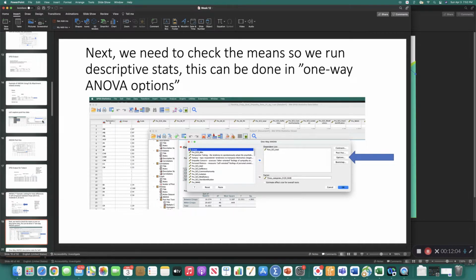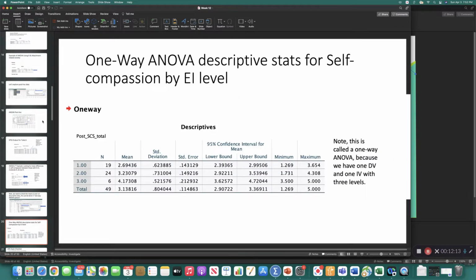Next, we want to check the means. So in order to look at the means, we have to make sure in the options for our Anova, we selected descriptives. If we select descriptives and go through those same steps with Anova and click OK, then we receive this output. So we can see the average or the mean self-compassion score for each of these different levels of emotional intelligence, right? As we can see, 3, the highest level of EI, also has the highest average self-compassion, and it seems to increase with each group.